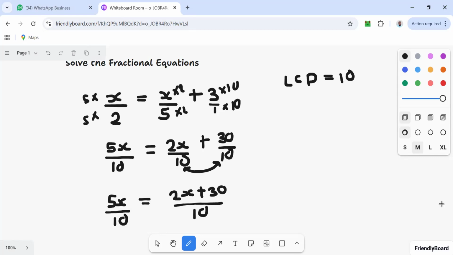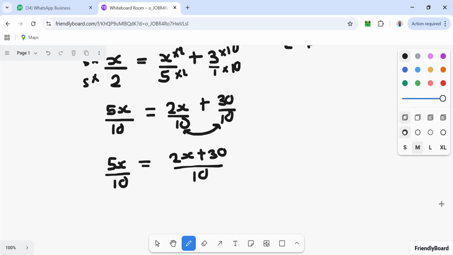Remember what we are doing here. We are not simplifying, but we are solving for x. This is an equation. All right. So 5x over 10 is equal to 2x plus 30 over 10. I'm solving for x. So the first thing that I will do is multiply both sides by 10.